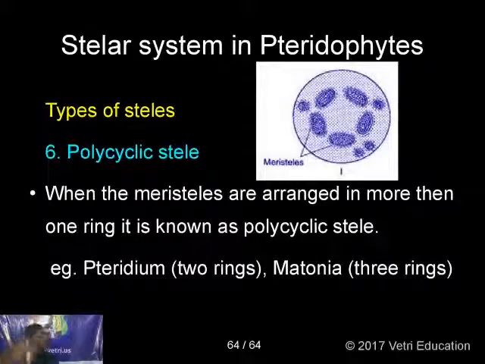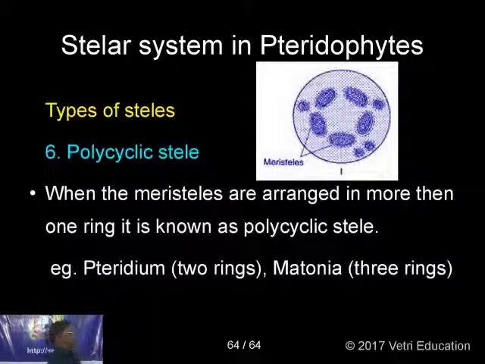The last one is called polycyclic steles. Polycyclic steles means the steles may be arranged in one circle, two circles, three circles, etc. When the meristeles are arranged in more than one ring, it is known as polycyclic stele. For example, in Pteridium there are two rings, and in Matonia three rings are found in the xylem. So these are called the polycyclic steles.